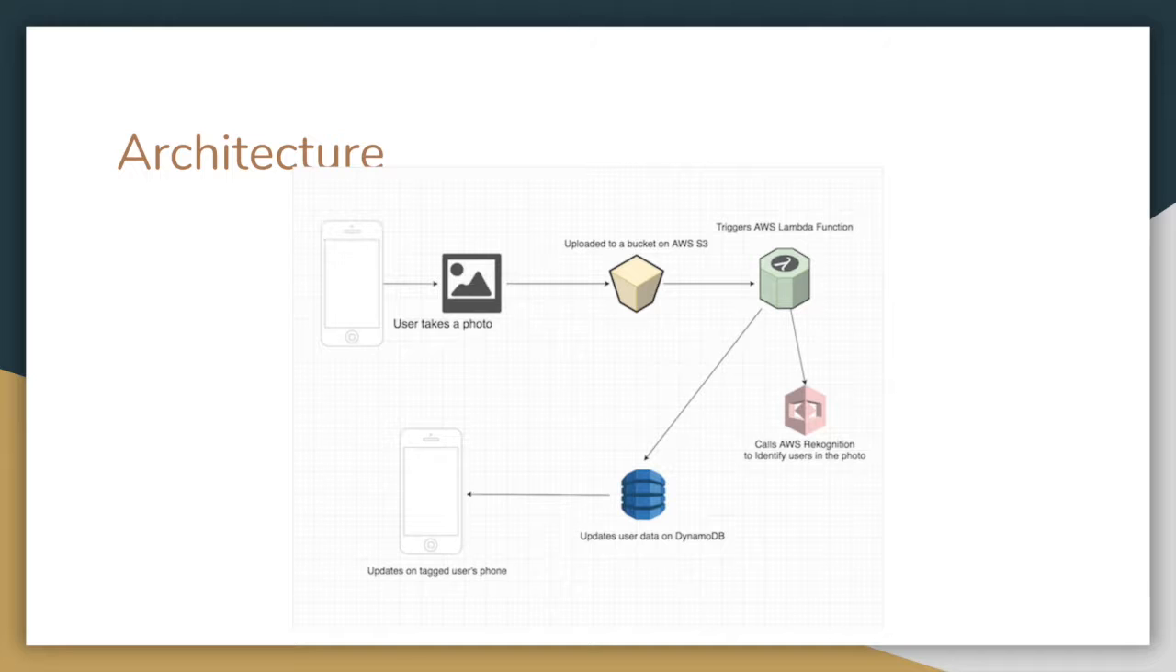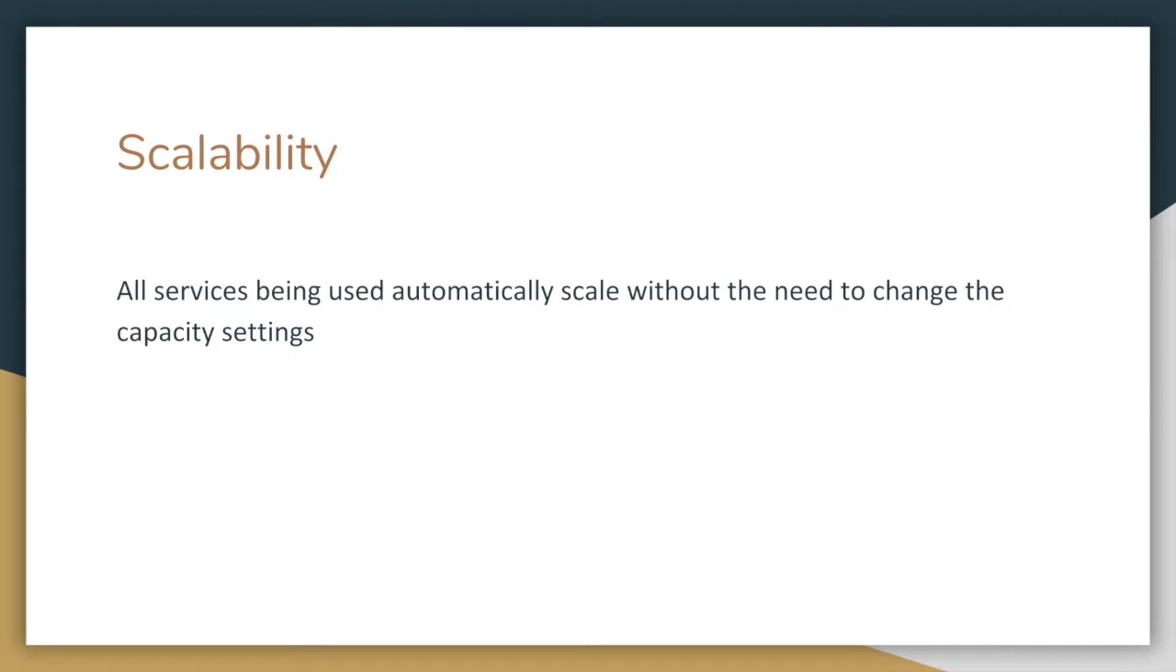The general architecture of the app is that a user will take a photo on their phone, it will be placed in an S3 bucket, and this will trigger a Lambda function. The Lambda function calls Rekognition to figure out which users are in the photo, and then updates DynamoDB, which then will update all of the relevant users' accounts. All of the services being used automatically scale, which makes it incredibly easy to grow.